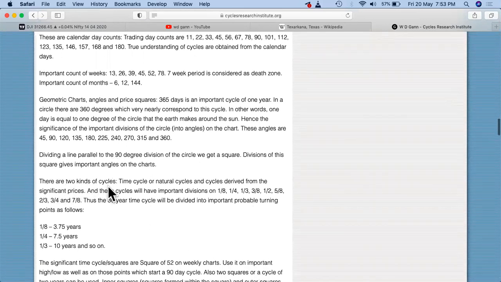There are two kinds of cycles: time cycles of natural cycles and cycles derived from the significant prices. Now see, this is again important, and that's why in every Fibonacci we try to find out from the low or the high. So whatever Fibonacci we have seen, you can probably go through the unit of technical analysis, chapters 1 to 10. There you'll be able to find out about Fibonacci and how we have been able to find out about the bull cycle, bear cycles from the low and high.